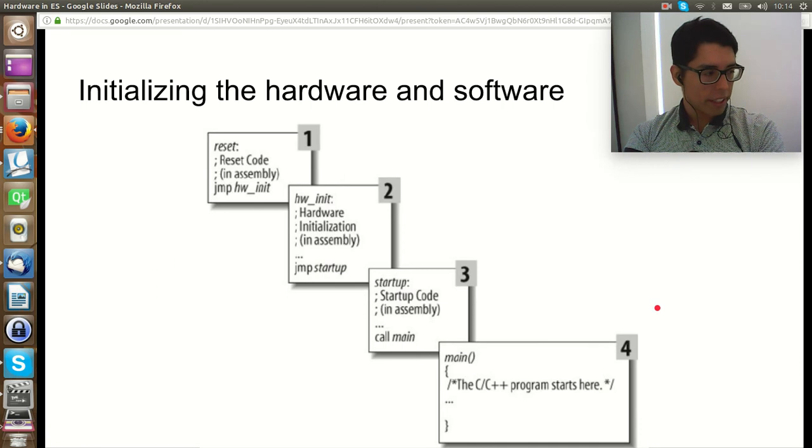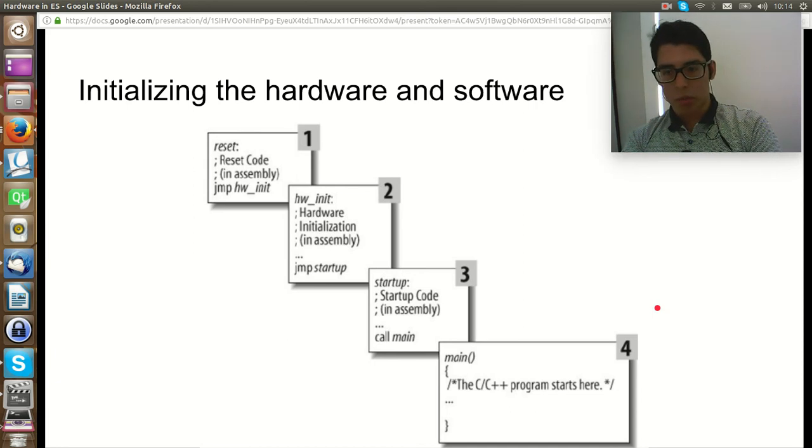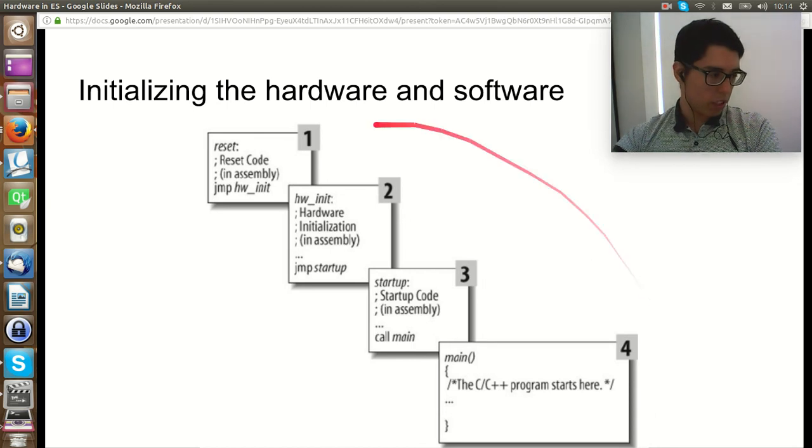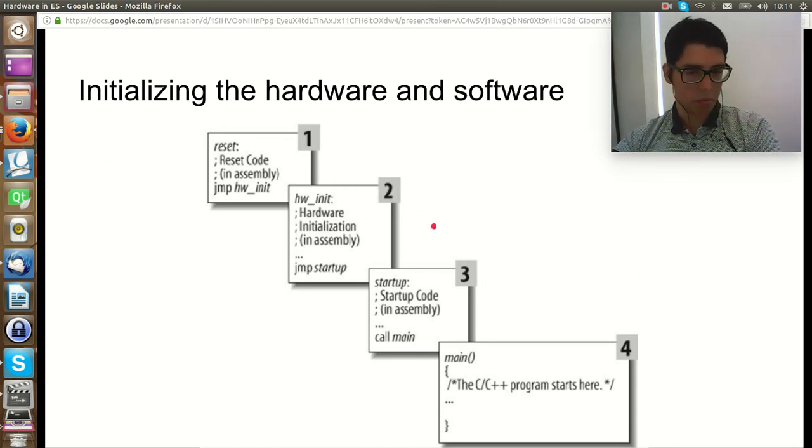We have a diagram here that is called initializing the hardware and the software of the microprocessor. So, some microcontrollers require code to initialize their hardware at startup. Usually this process is run in assembly. These three steps run in assembly. So the initialization should be executed before the start of the main code.